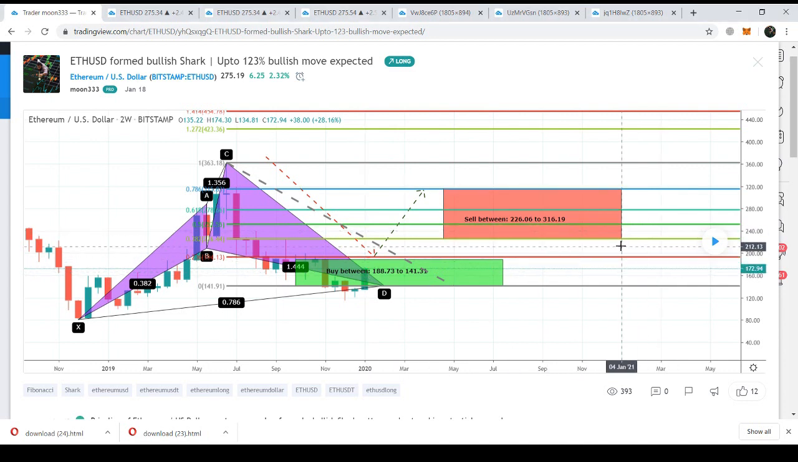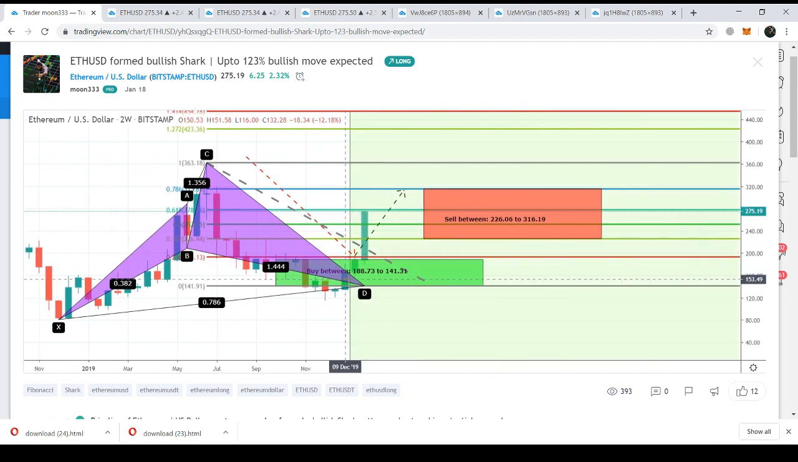And it was expected that the price action will hit the sell zone, which is the Fibonacci projection of C to D leg between 0.382 up to 0.786 Fibonacci. And the profit expected was between 60% up to 123%. And so far, the price action has taken a very strong bullish divergence, you can see here. And so far, it has produced more than 97% profit.